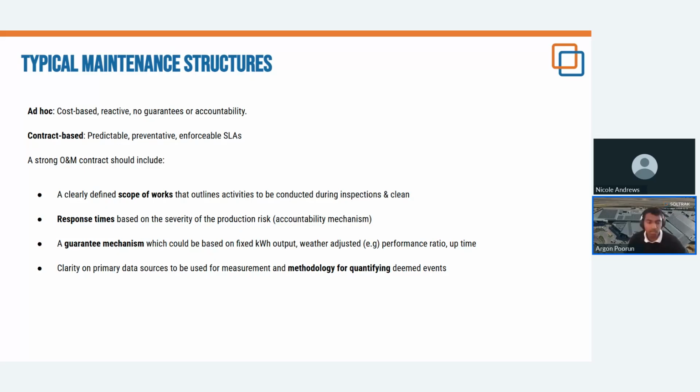Basically, you would identify that there's an issue on the site, and then you would contract, for example, someone to go clean the site, or to do minor electrical works on the site, or to do an inspection on the site.